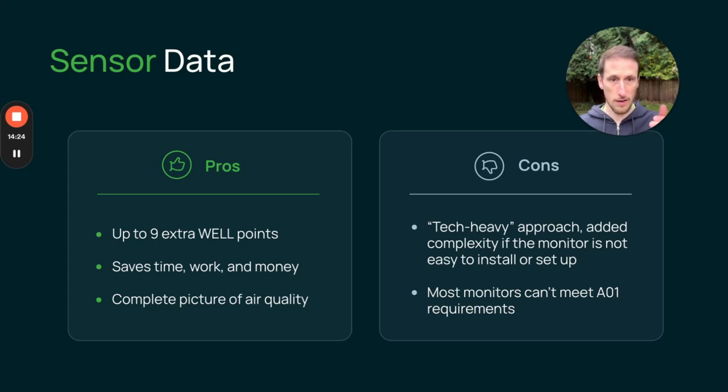There are a lot of potential cons when it comes to sensor data. One is, again, that this is a tech-heavy approach. If the monitor is not easy to install, then everything that I said about saving time and money goes out the window, right? So if this is done well and you're working with a provider that does a good job with reducing complexity, installation time, installation cost, then this is a pro. If not, it can be a huge con.